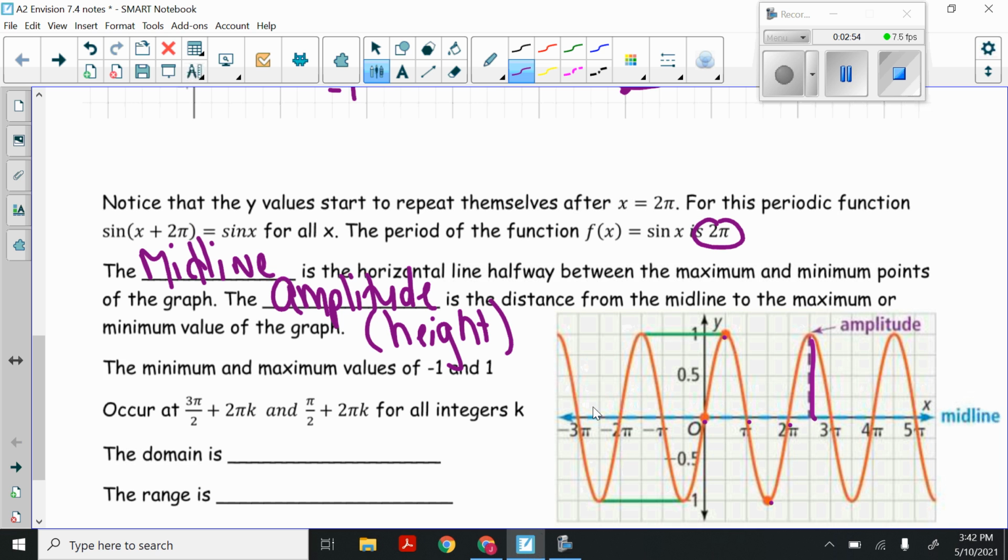And it tells you that these occur at 3 pi over 2 plus 2 pi k and pi over 2 plus 2 pi k for all integers k. That's where my minimum and my maximum values are happening. Okay? So this is a max, this is a min. The domain of the sine of x is negative infinity to positive infinity. I can plug any number I want in for x. The range, that's my amplitude, okay? So I see that the smallest y value is -1, the highest y value was +1. So the range is from -1 to 1 in brackets.